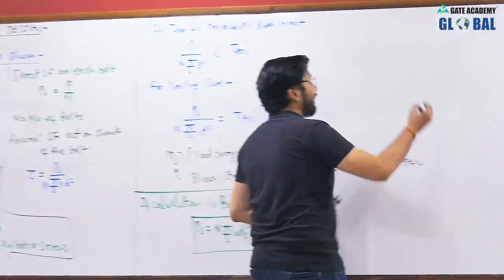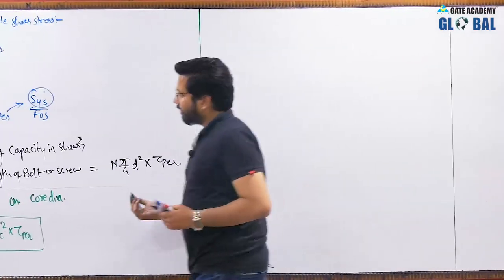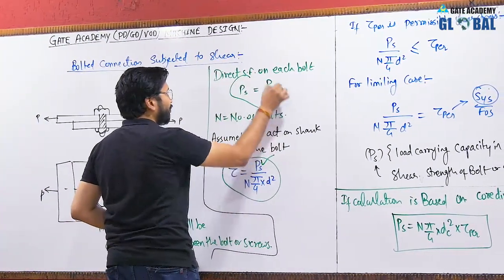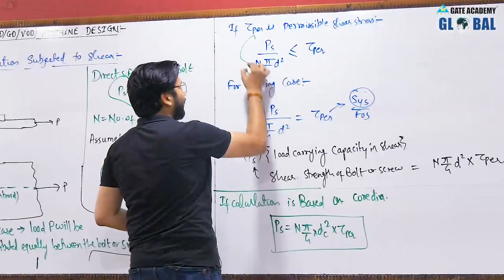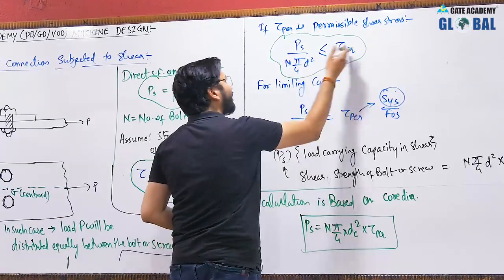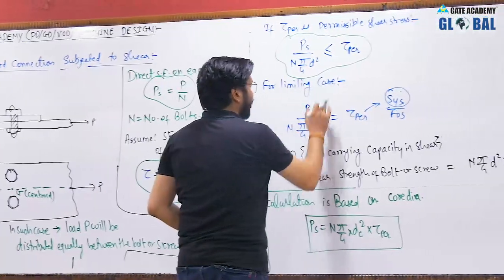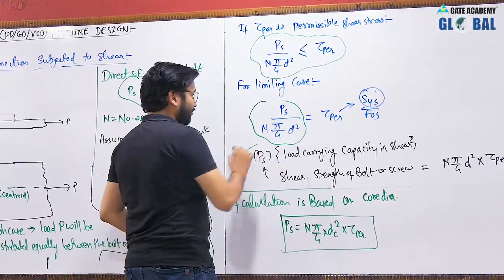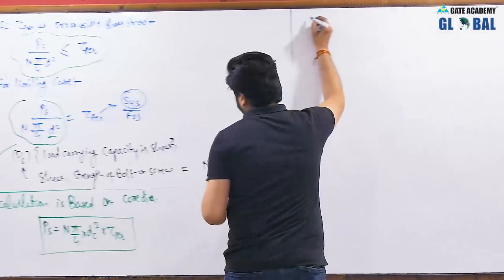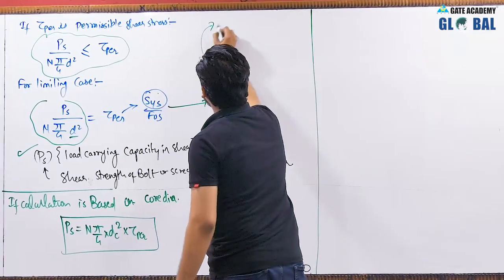Now if the load acting on the bolts is known, as from here we have the value of PS is equal to P by N, this must be less than the tau permissible. If this is higher than tau permissible, then we will have a case of failure. So from this equation either you can calculate the load carrying capacity or the dimensions, that is the diameter. Now if PS is known, from this equation I can calculate the diameter.